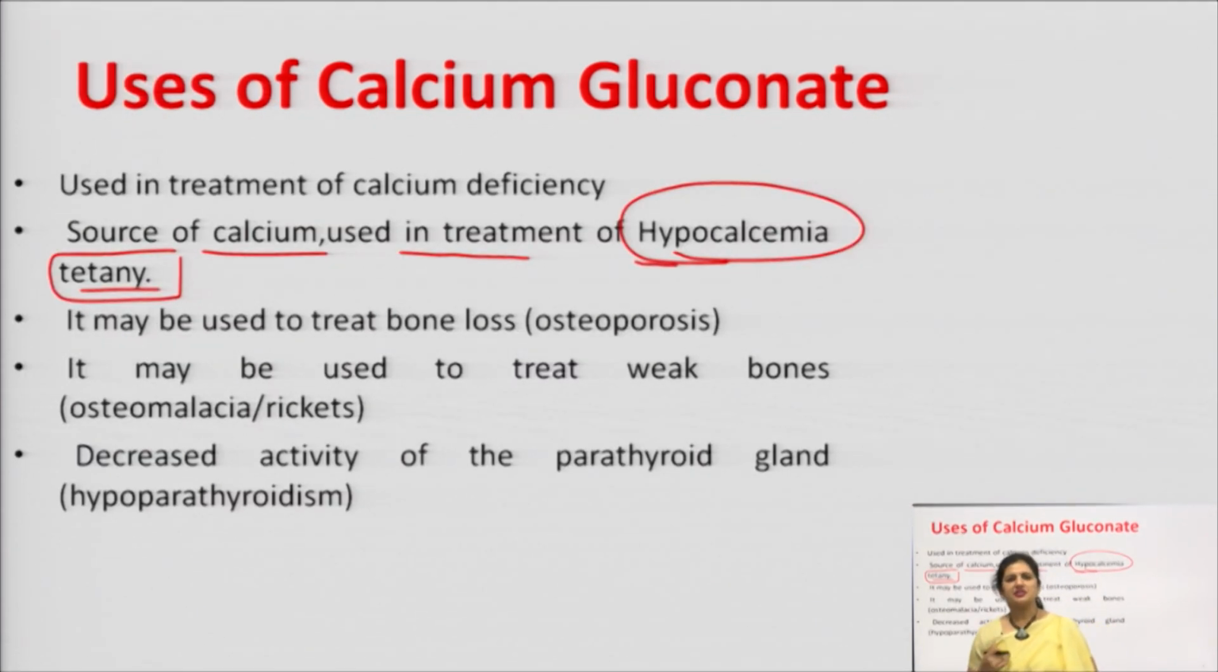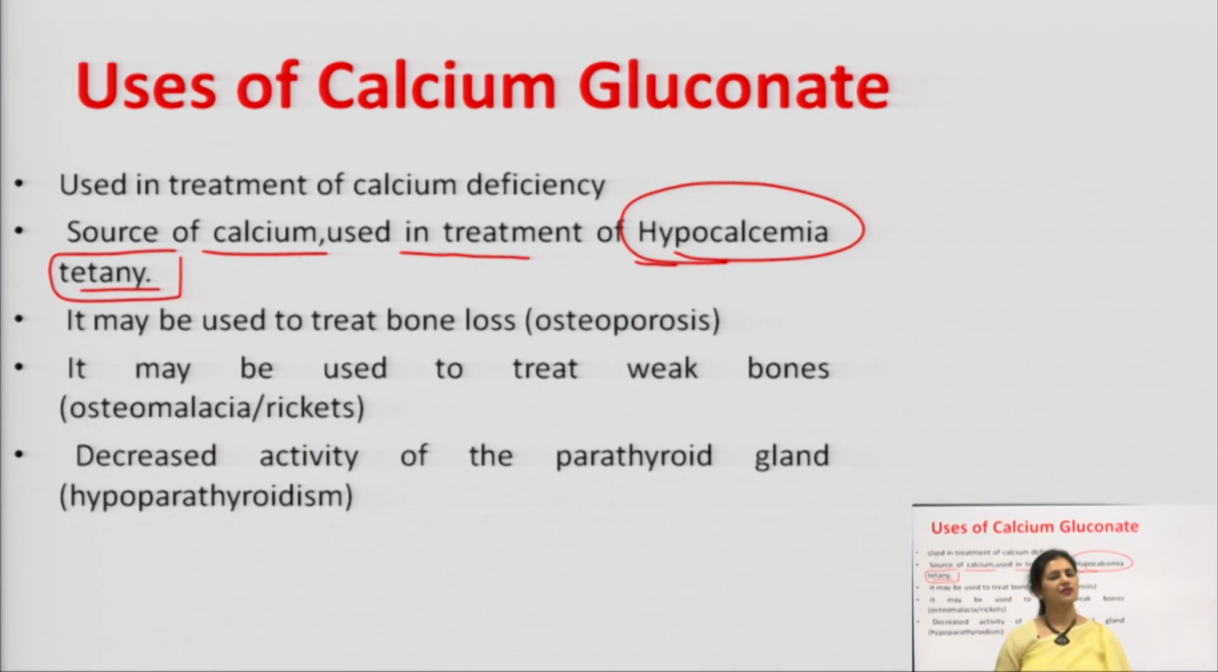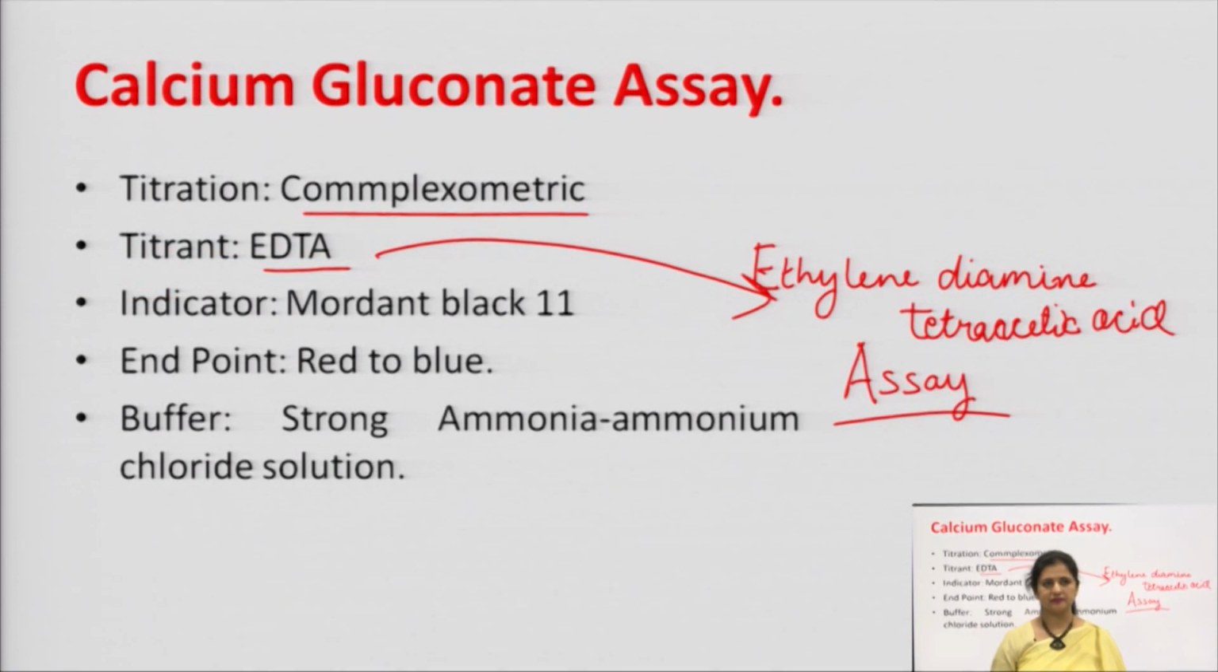Now, the uses of calcium gluconate include calcium deficiency. It is also the source of calcium in hypocalcemic tetany. It may be used to treat bone loss in the case of osteoporosis. It is used to treat weak bones and decrease the activity of the parathyroid gland.